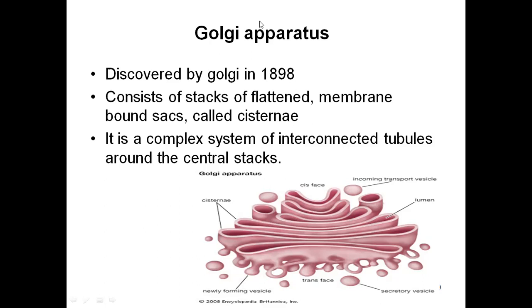Cristae, where are cristae present? Can anybody tell me the answer? Give me the answer in the message box. Okay, I have an answer in the message box. The cristae are present in the mitochondria. Okay, very good, beta. It consists of stacks of flattened membrane-bound sacs, which are called cisternae.